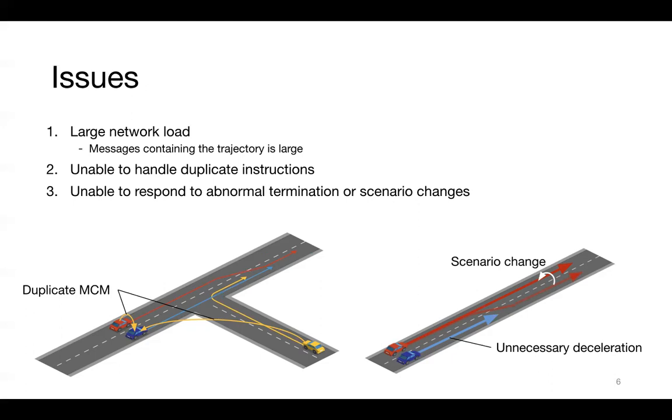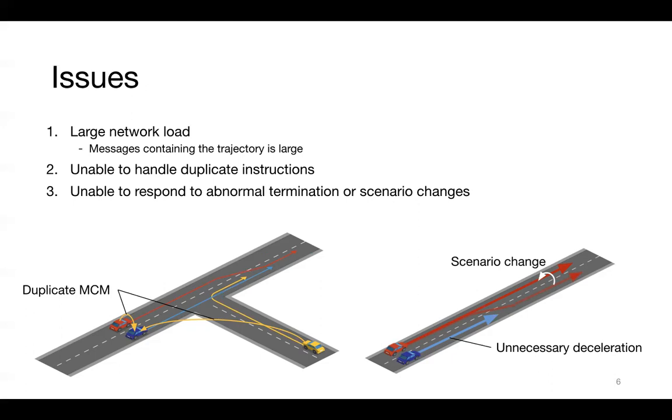The next figure shows that the red vehicle sends the instruction of deceleration to the blue vehicle, and then the yellow vehicle sends the instruction of acceleration to the blue vehicle. In this case, the last instruction overlaps the former one. This may cause a dangerous accident.